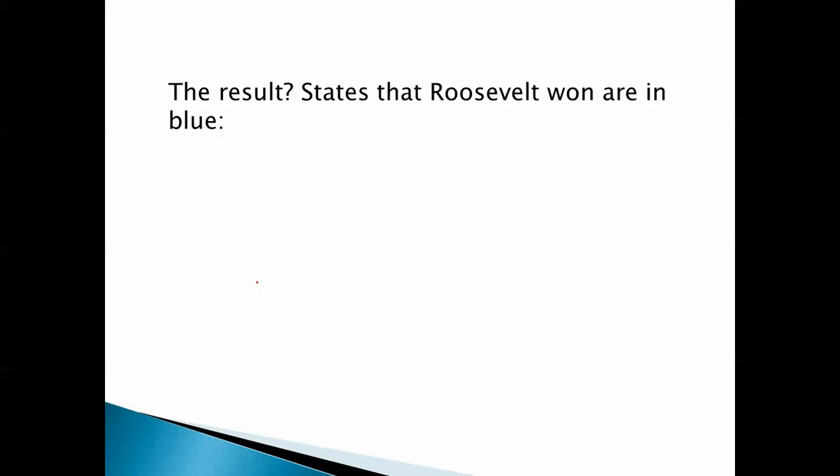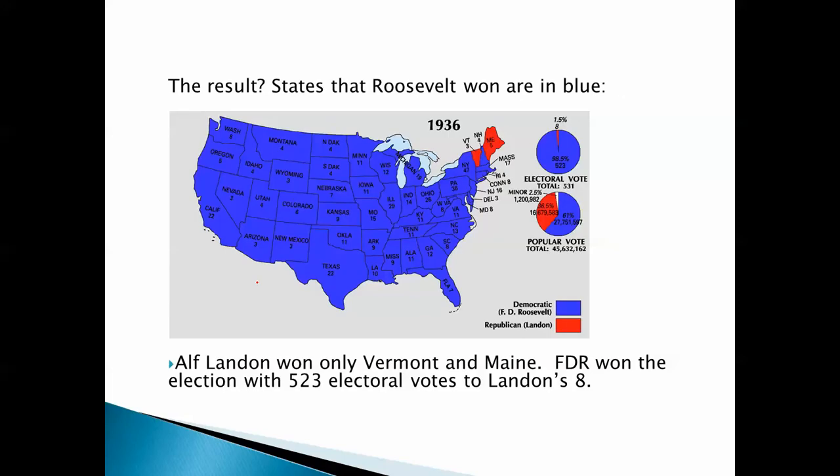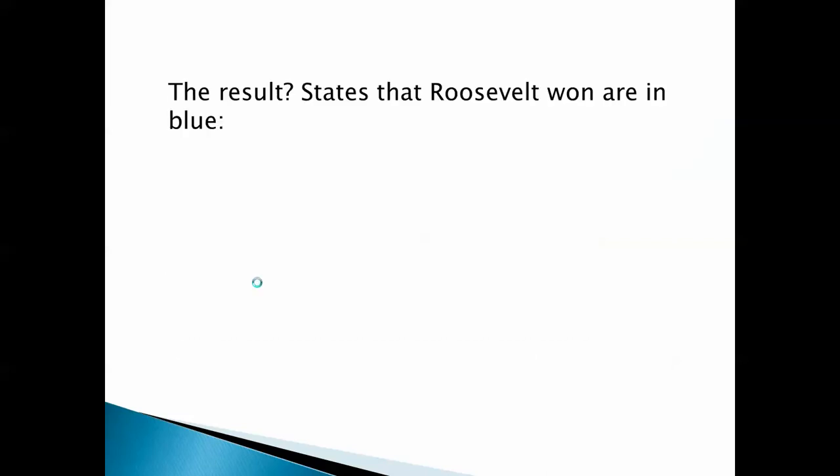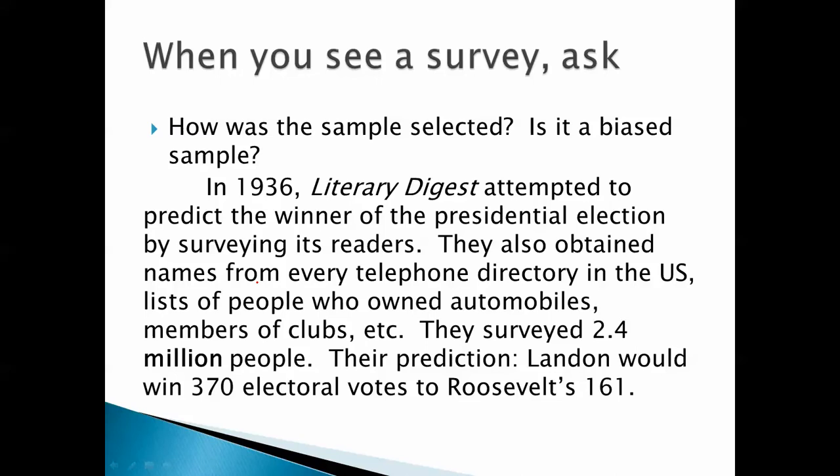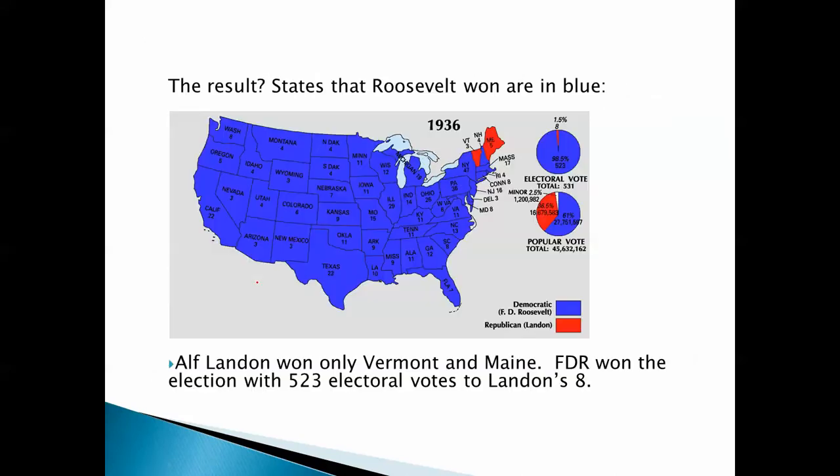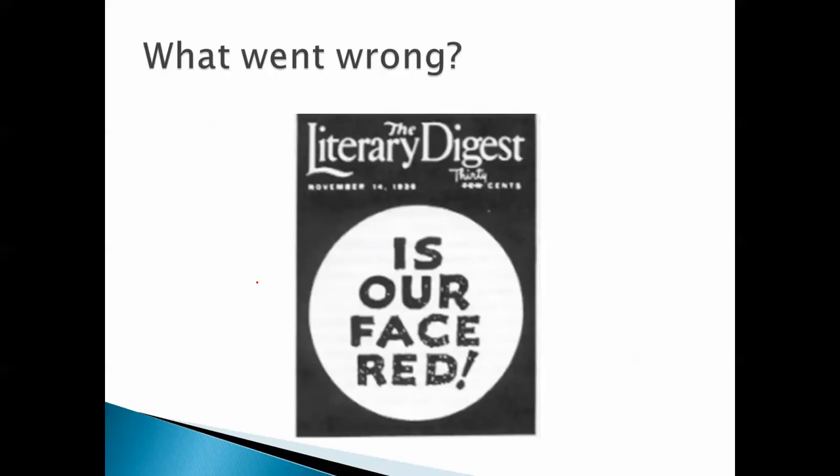The result? The states that Roosevelt won are in blue. Alf Landon won only Vermont and Maine. FDR won the election with 523 votes to Landon's 8. Now look at how far off their prediction was. They predicted that Landon would win 370 and Roosevelt would win 161, and the result was completely different. Here is the magazine cover from the next week's edition of Literary Digest. Is our face red?